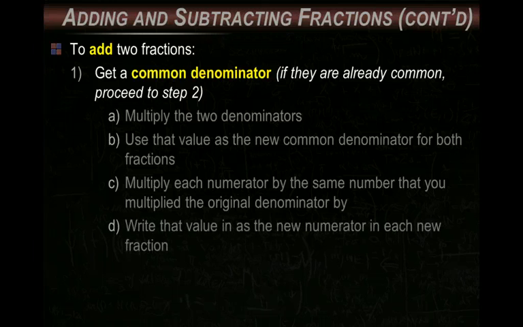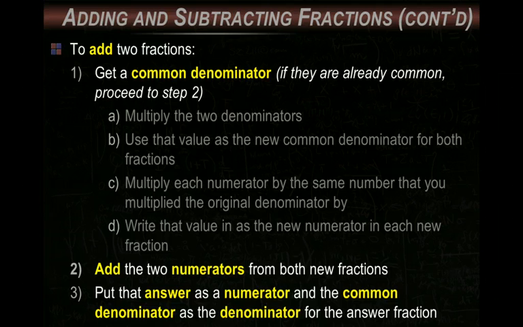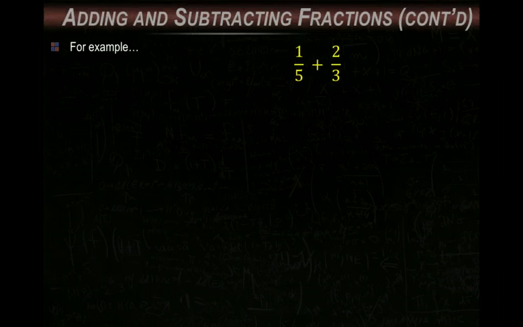Step 1, get a common denominator. If they're already common, just move to step 2. But if they're not common, follow the 4 steps I just said for coming up with a common denominator. Then add the two numerators, just the two top numbers. Keep the same bottom number. Don't change the bottom number. And you're done. Okay, let's try it.